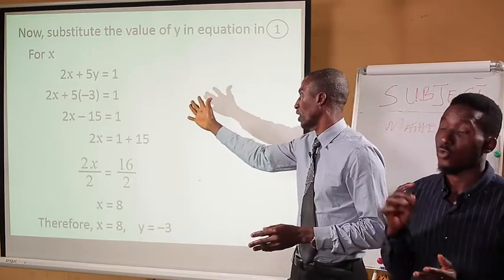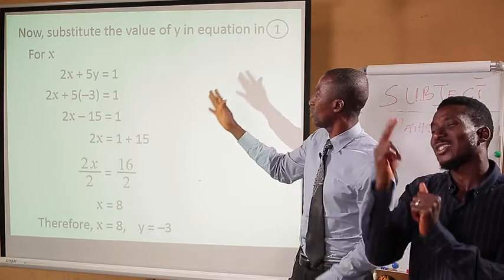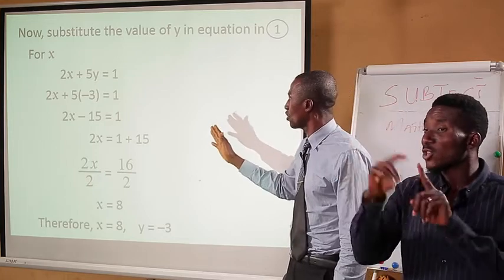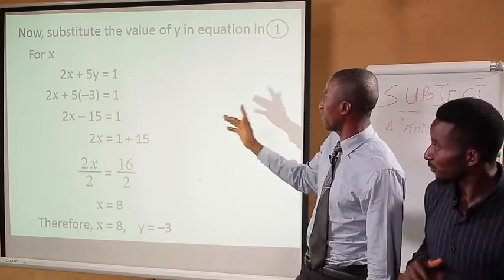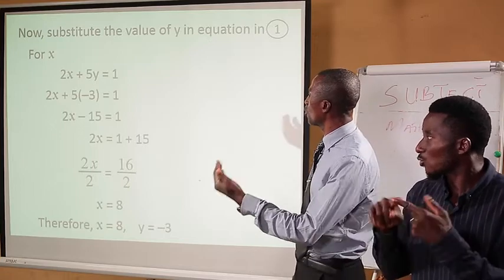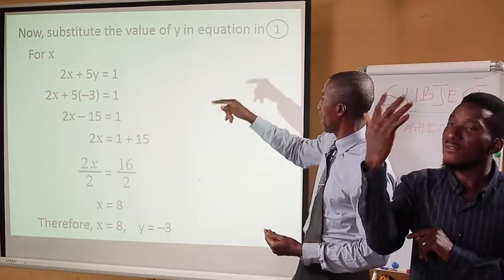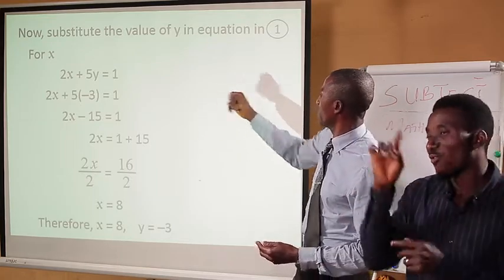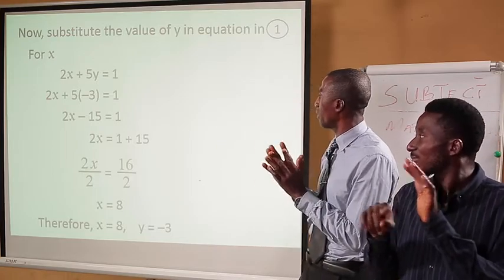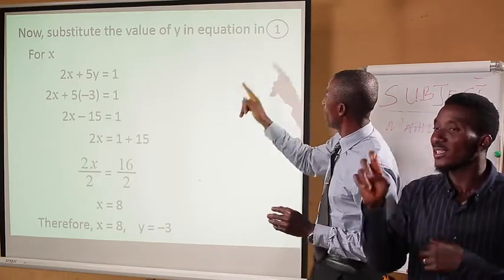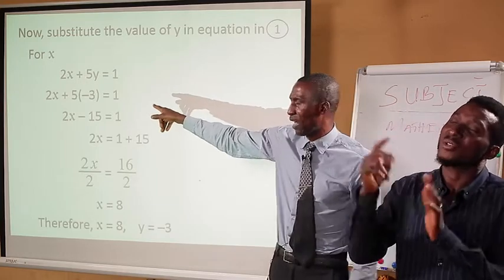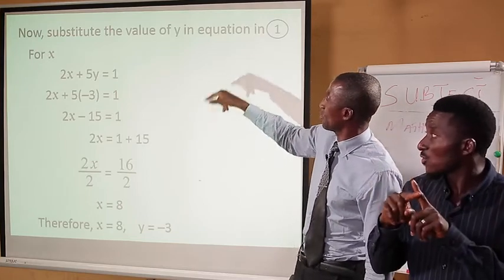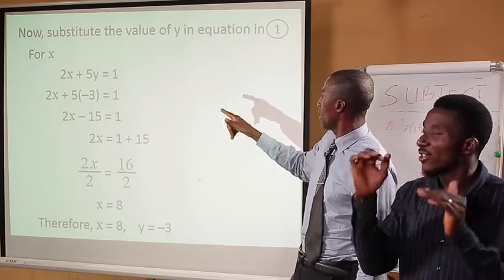So I am using equation 1, which is 2x plus 5y equals 1. By substituting the value of y, which is minus 3, we are going to have 2x plus 5 times minus 3 equals 1. That is, 2x plus 5 times the corresponding value of y, which is minus 3, equals 1.